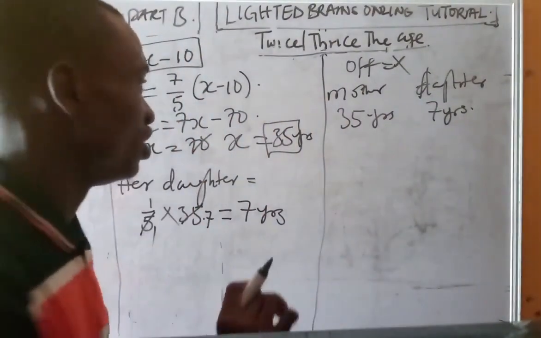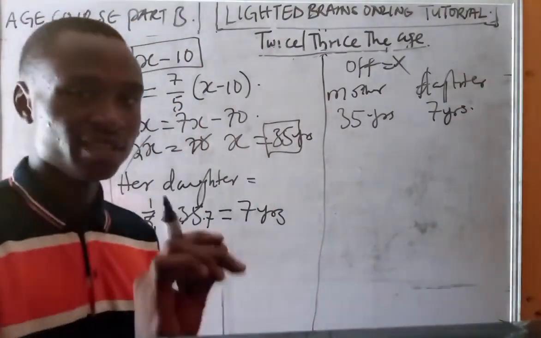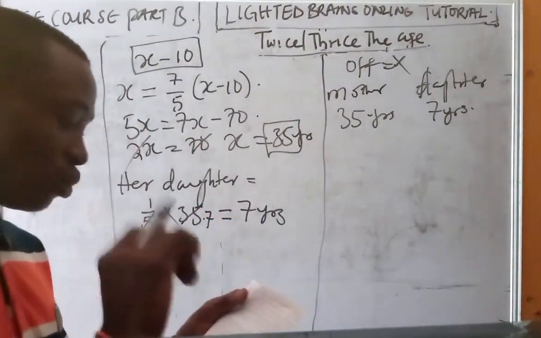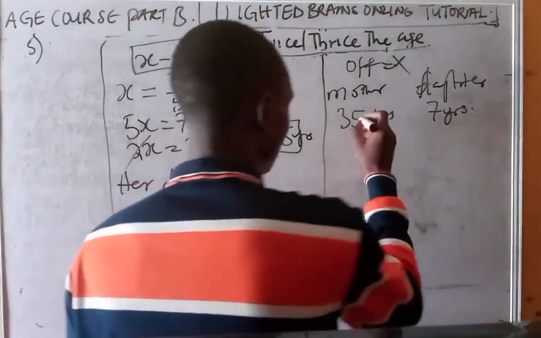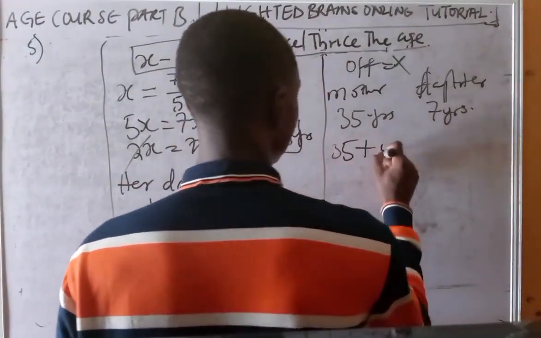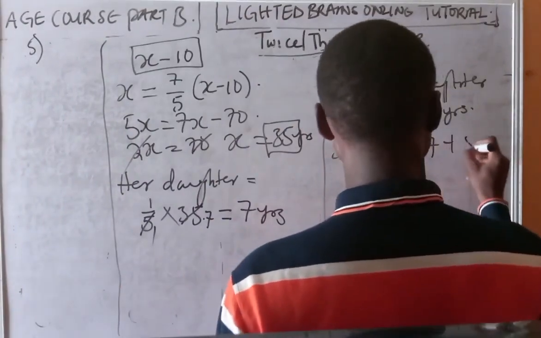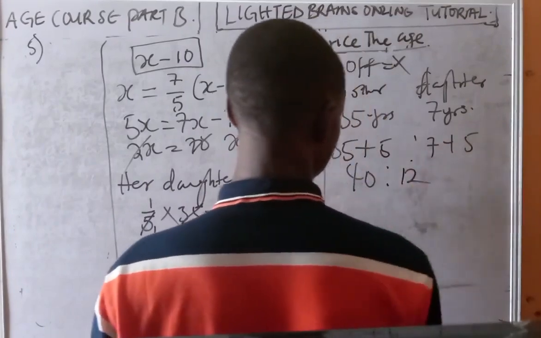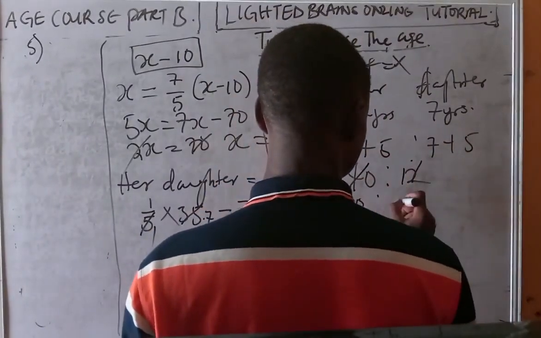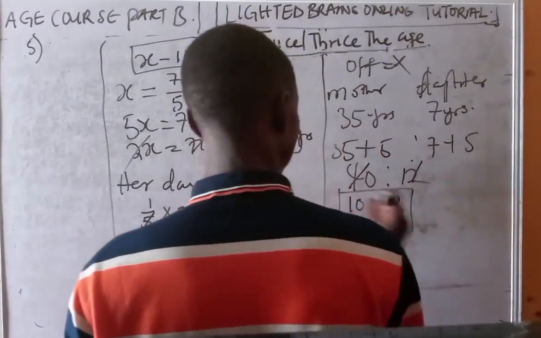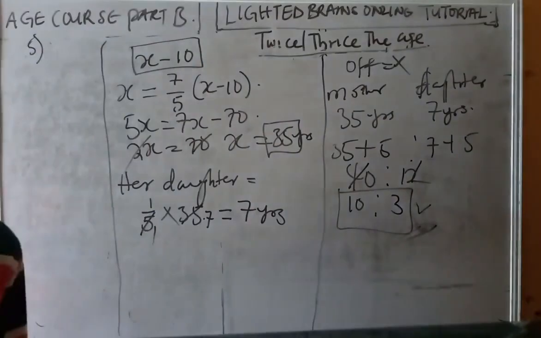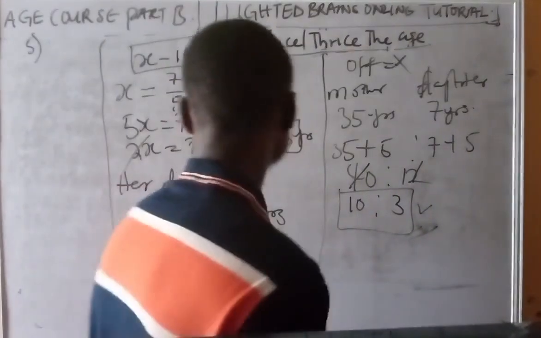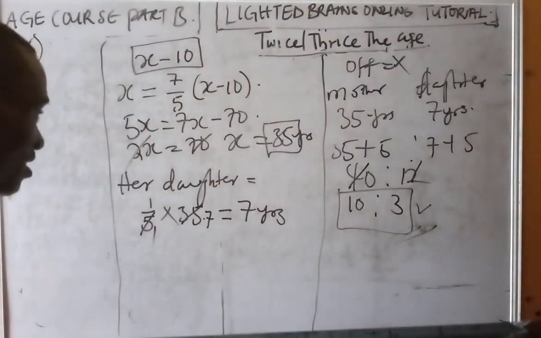So now after that one, you see that there's a condition that they give to you. They said, what is the ratio of Amaka's age, which is the mother, to her daughter's age after 5 years? That is 35 plus 5 ratio 7 plus 5. We have 40 ratio 12. Do you understand now? 4 into 40 is 10, 4 into 12 is 3. This is the answer, 10/3. So this is the answer to the last question. This is quite easy, it's not hard.